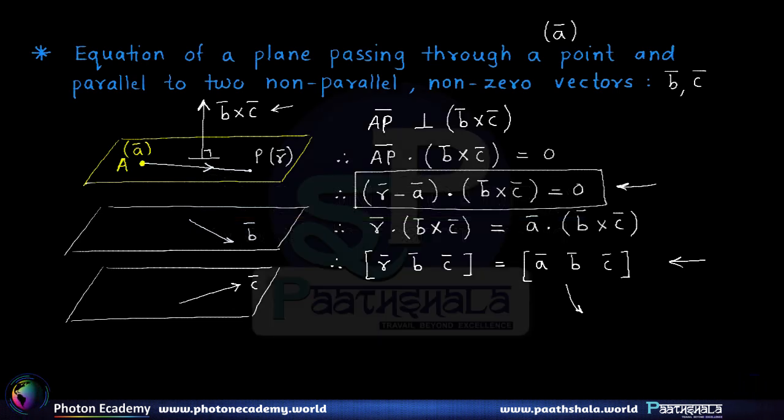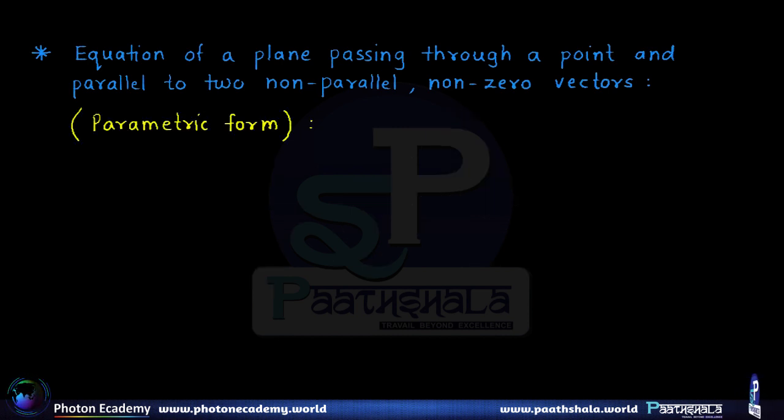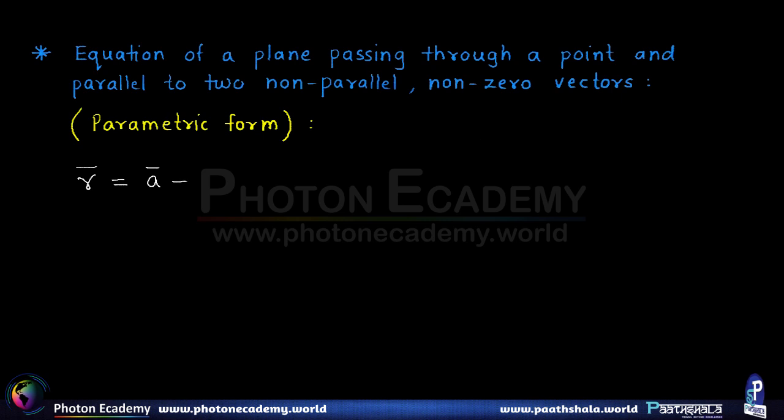Now there is another way of looking at this, and that is called the parametric form. We can write the parametric form as r bar is equal to a bar plus lambda b bar plus mu c bar, where lambda and mu are called the parameters. Now once again let us see from where it comes.